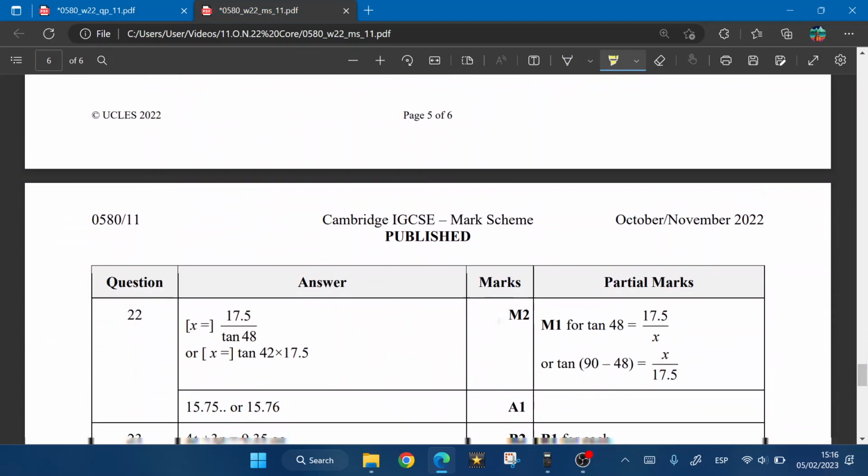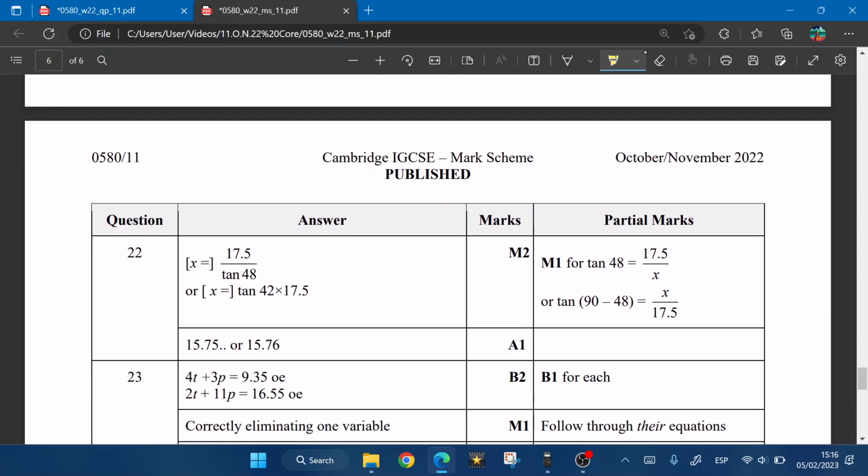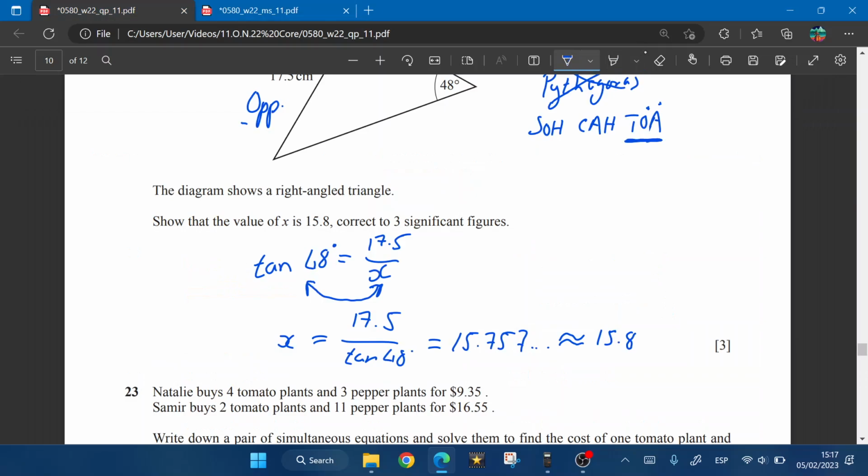So we look at the mark scheme. Okay, 2 marks for getting the tan ratio correct. Either way you write it. Okay, and then you get a mark for writing the unrounded answer. Okay, so you do need to write the unrounded answer and then round it. And this A1 mark means you need to have this bit or that bit to get it right.